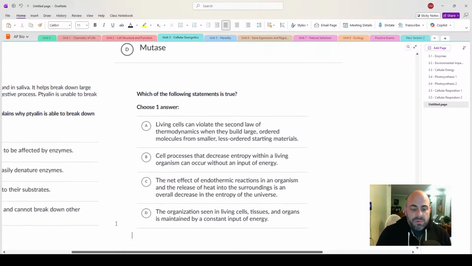Wow, this is a simple one. Actually, no, I did not. Which of the following statements is true? Okay. Living cells can violate... No, they can't.